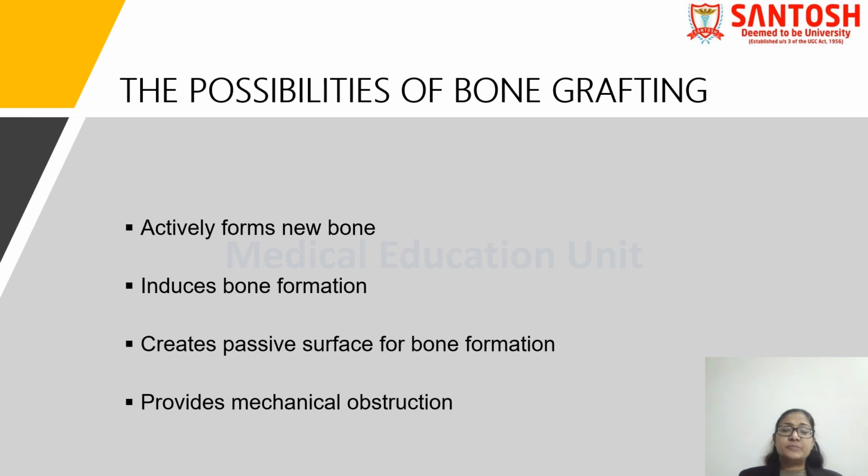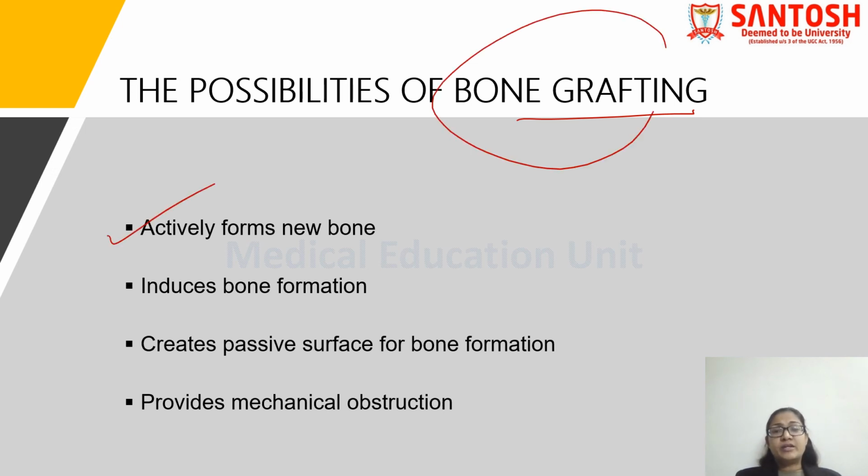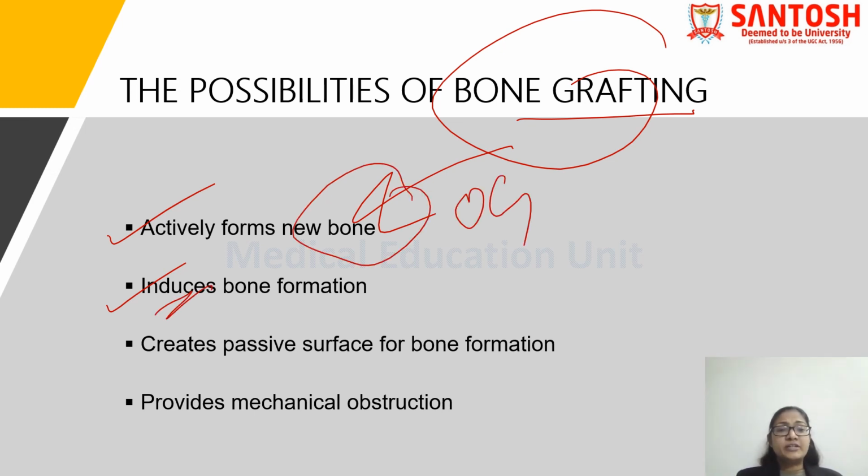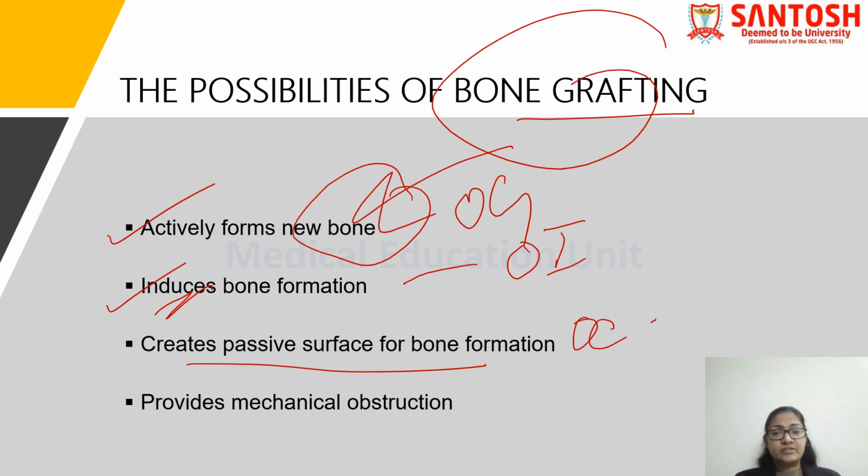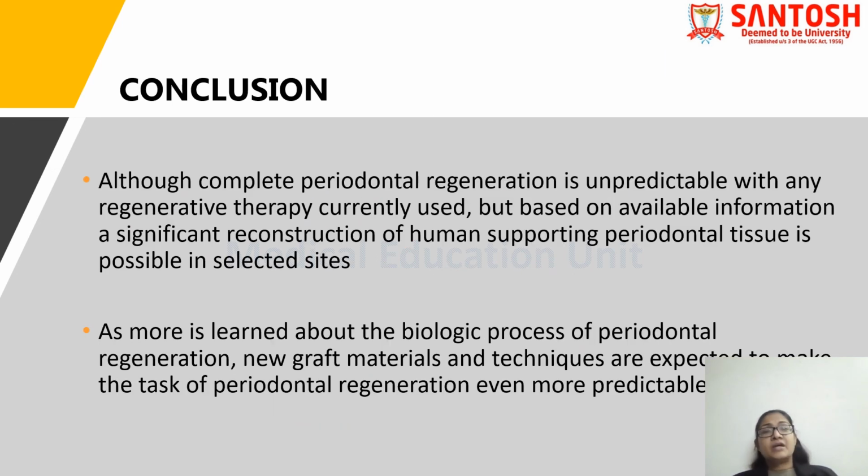So what are the possibilities of bone grafting? What are the different things that you're going to achieve when you do a bone graft? We could see that the bone grafts are actively forming bone, remember, osteogenesis, or they are inducing, that means osteoinduction, or they are creating a passive space, that is physical blocking, so that is your osteoconduction, or it's providing a mechanical obstruction.